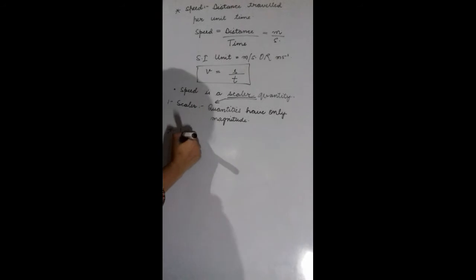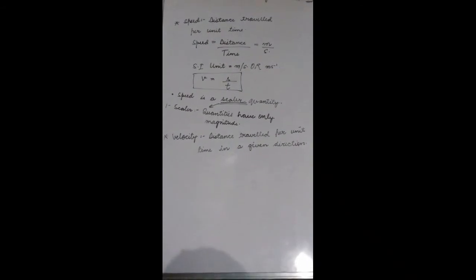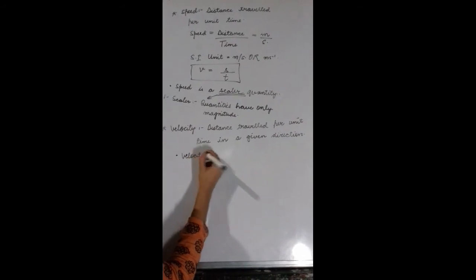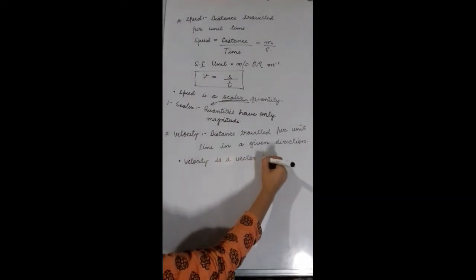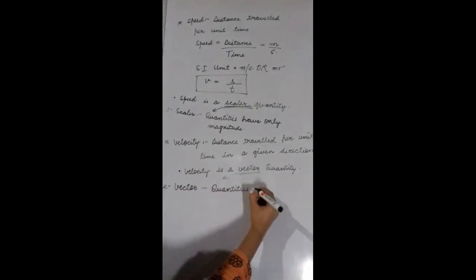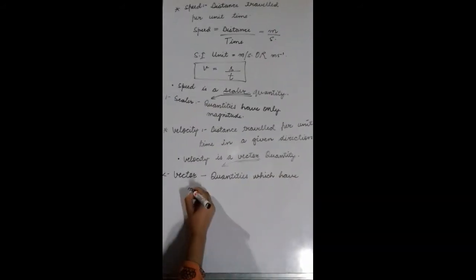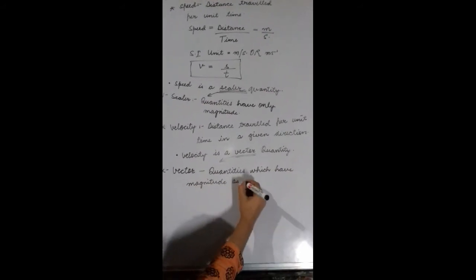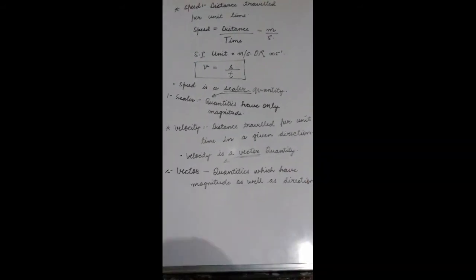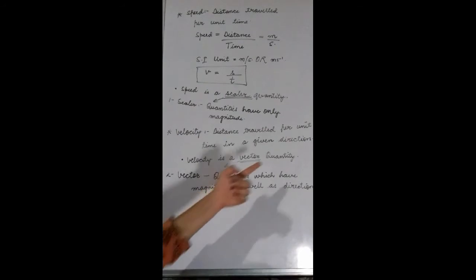Now there is a term a little bit similar to speed, and that is velocity. What is velocity? It is the distance traveled by an object per unit time in a given direction. Notice that it is added in a given direction. So velocity is a vector quantity. Now what is a vector? Unlike a scalar, which only contains magnitude, a vector is a quantity which has magnitude as well as direction. We can measure speed in a straight direction, whereas velocity can be measured in any given direction.